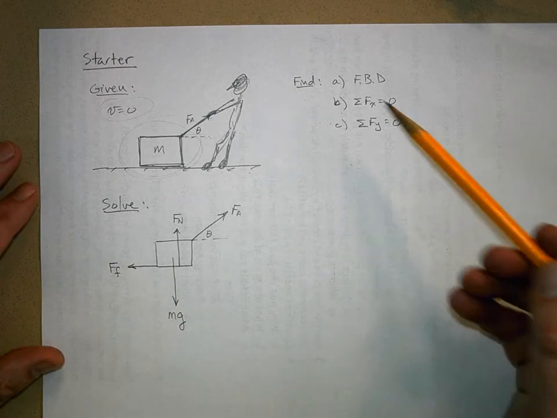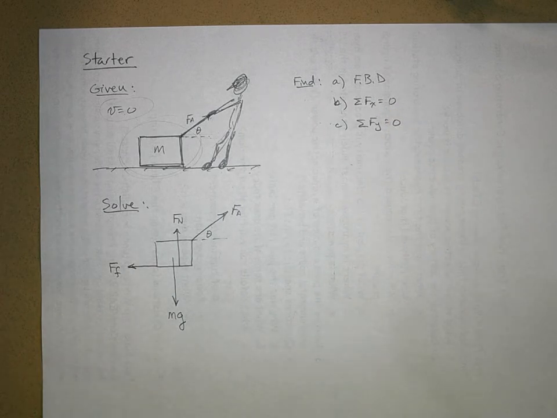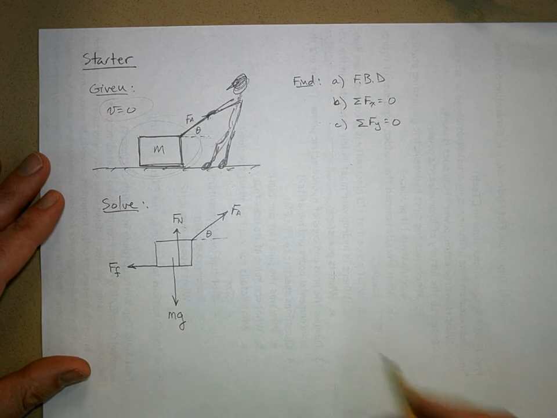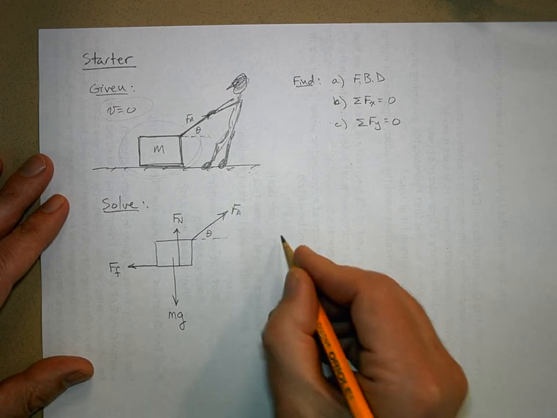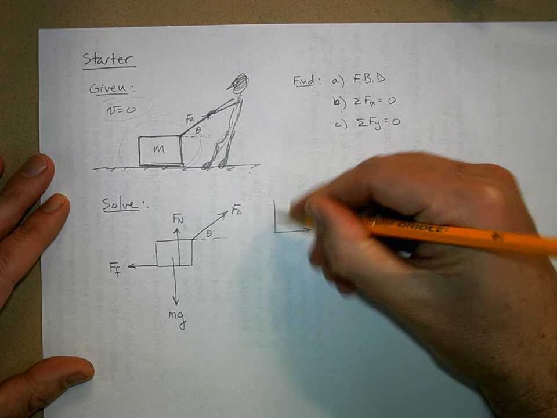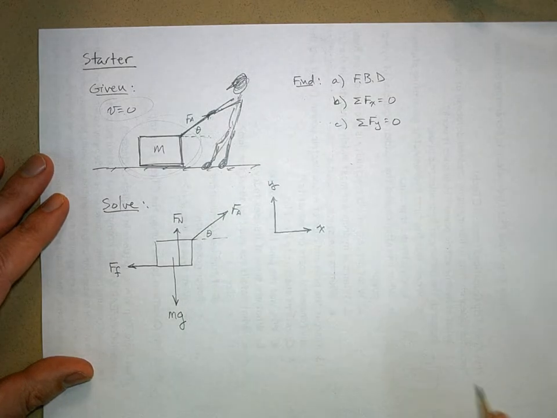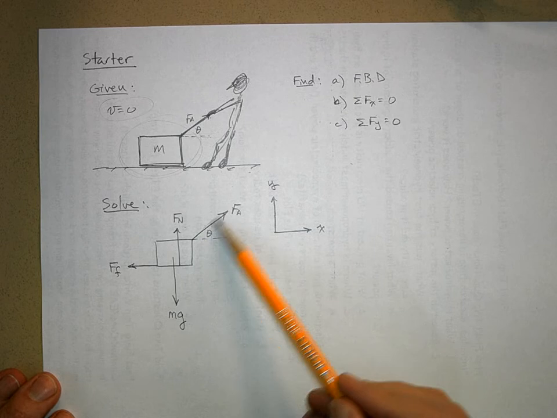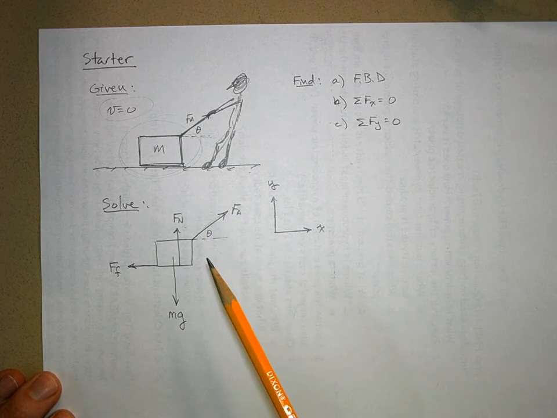Okay, then let's do step 3 before we move on to B and C. Step 3 of the procedure says to identify your x and y direction. So we're just going to pick the standard x and y direction. But now we have to add a little part to step 3. And what was it? You got to break this force into its x and y components.